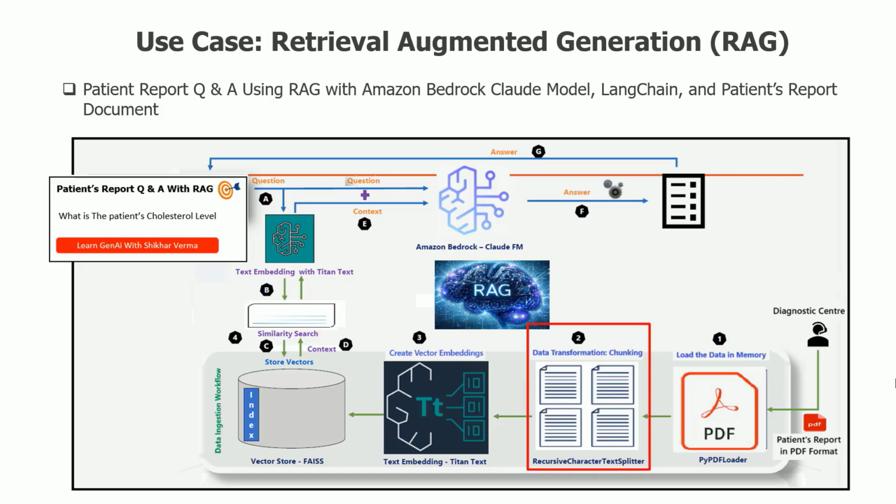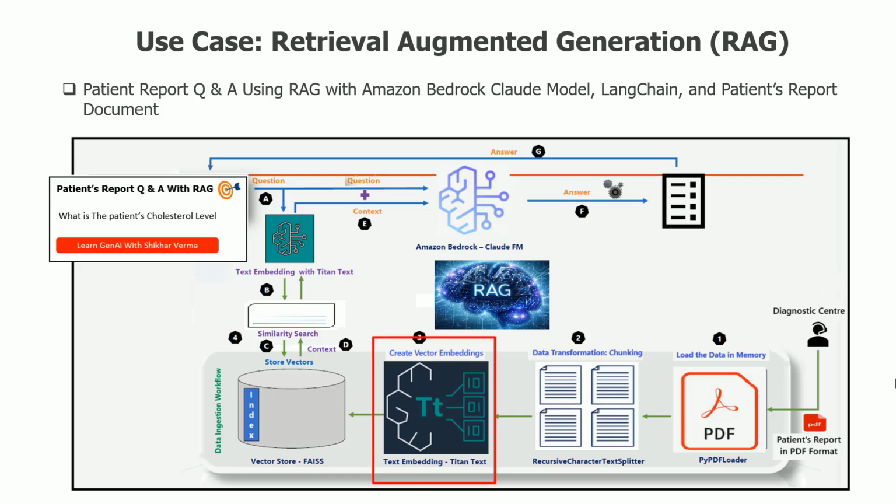Now step number 2, that is data transformation or chunking. In this step, we are going to split the loaded data into smaller chunks using RecursiveCharacterTextSplitter, which is also a Python library. This is going to break down the larger document into smaller, meaningful text pieces, making the patient's report easier to process. When I write the Python script for this model, I'm going to use both Python libraries, that is PyPDF Loader as well as RecursiveCharacterTextSplitter.